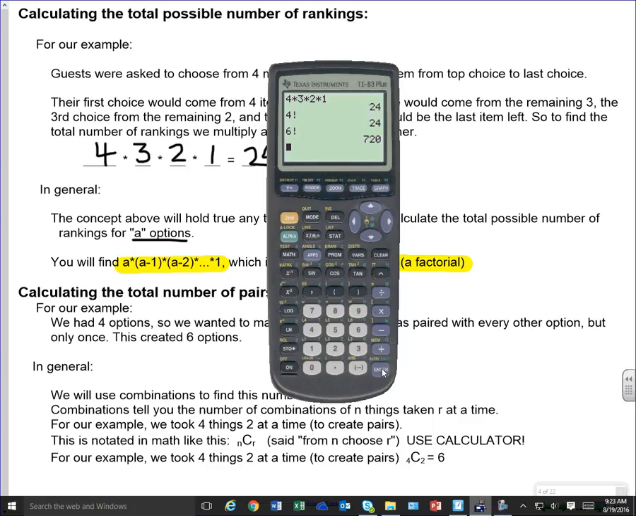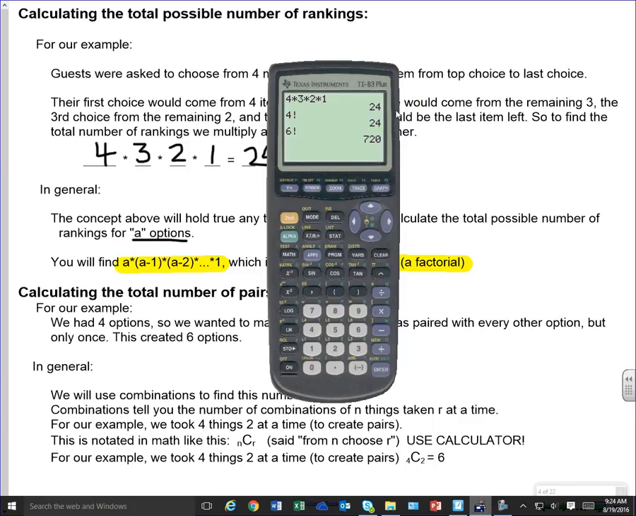So the more options you have, that's the more possible rankings you might get back. So if you're asking 200 people to rank 6 options, it's possible you could get all 200 people having different rankings. Now, that probably won't happen, but it is possible that you're going to end up with a lot of different rankings. Whereas with 4 options, the most rankings you'll get back is 24. So that's going to be a little easier to work with. So I know some of your homework problems just ask you about the number of rankings. So that's how you would do that.